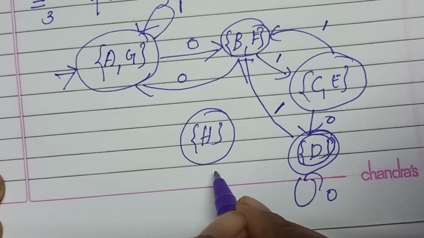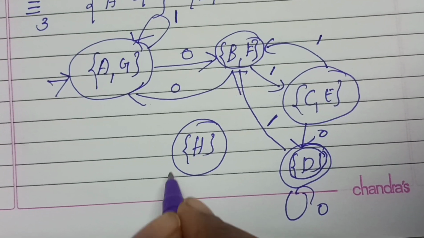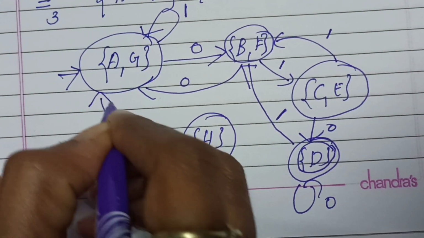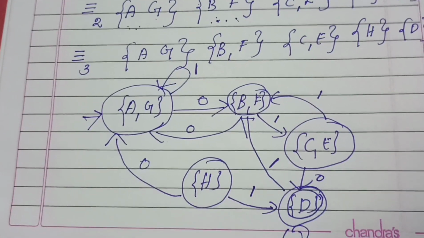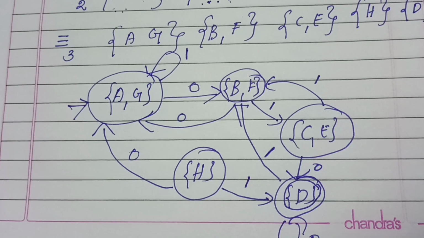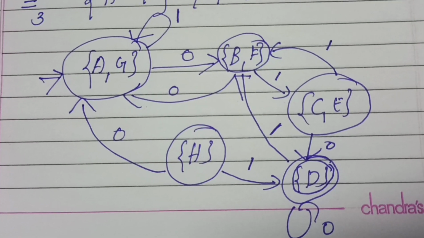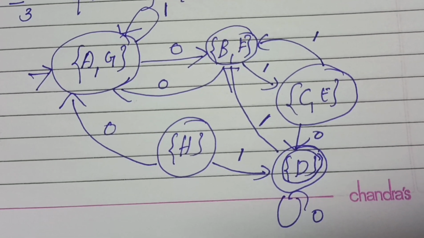Then from H on reading 0, it goes to G. From H on reading 1, it goes to D. That's all. We are done with the design of the DFSM. So this is the solution for the problem.